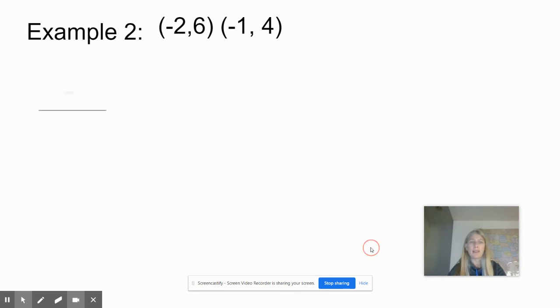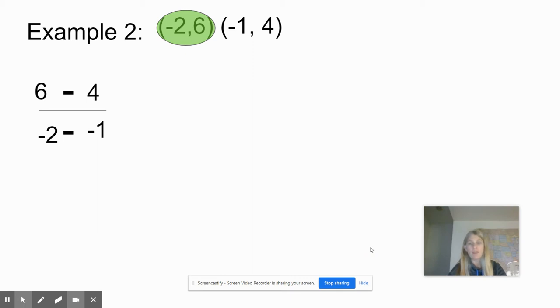I'm going to set that up with a subtraction in a fraction, and I'm going to pick one of those points to go first. I see 6 is the bigger y, so I'm going to start with 6. And I'm going to have 6 minus 4 for my numerator. Remember, I'm subtracting my y's. Now I'm going to subtract the x's. Because I started with the 6, I need to start with the x from the same ordered pair. So for my denominator, I'm going to have negative 2 minus negative 1.